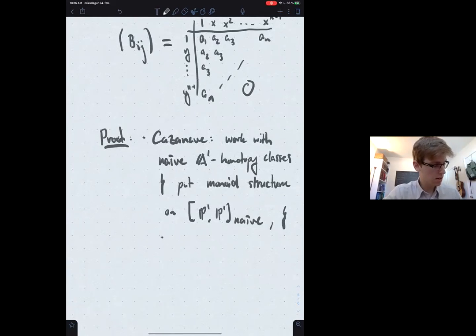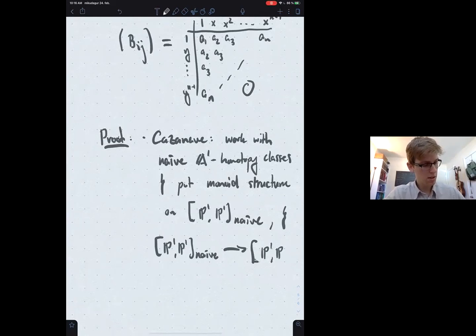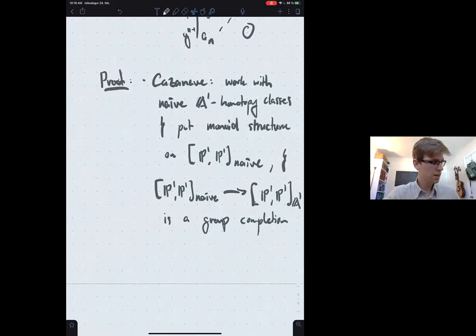So the map from naive maps to A1 maps is a group completion. And obviously there's more work there, but that's the general story behind what's going on. So that's one proof. Jesse Kass and Kirsten Wickelgren gave another proof of this using a more classical result.